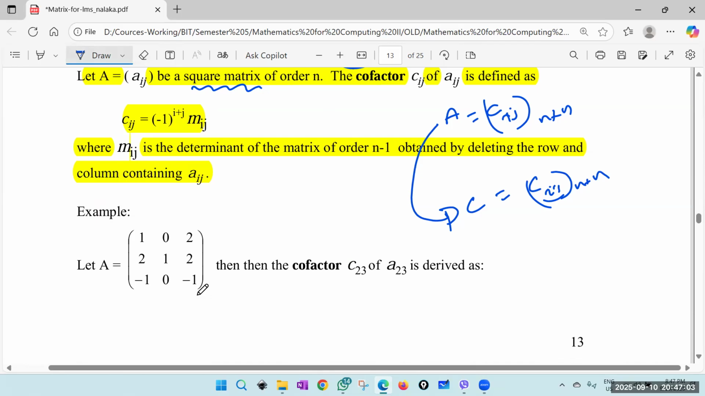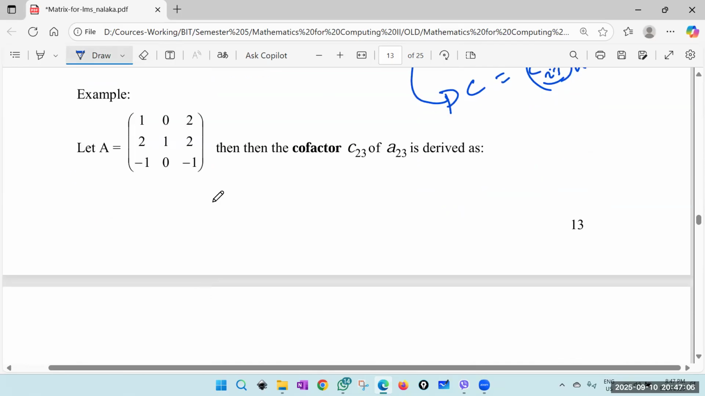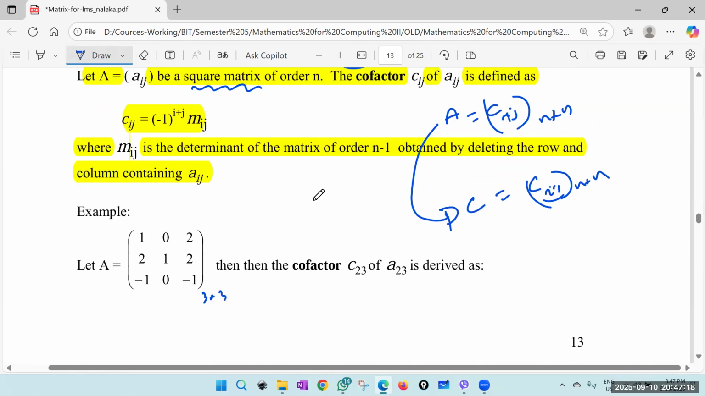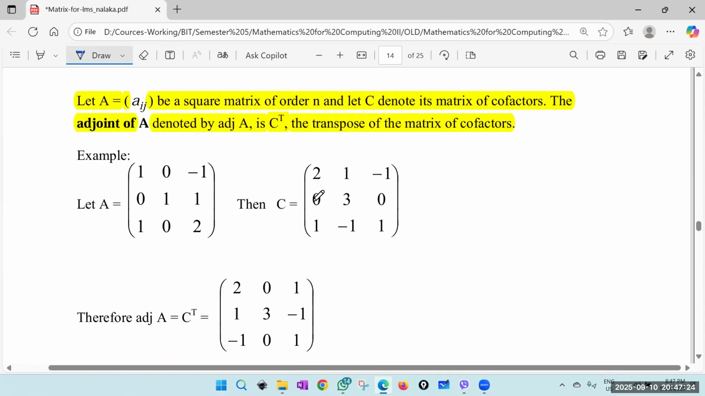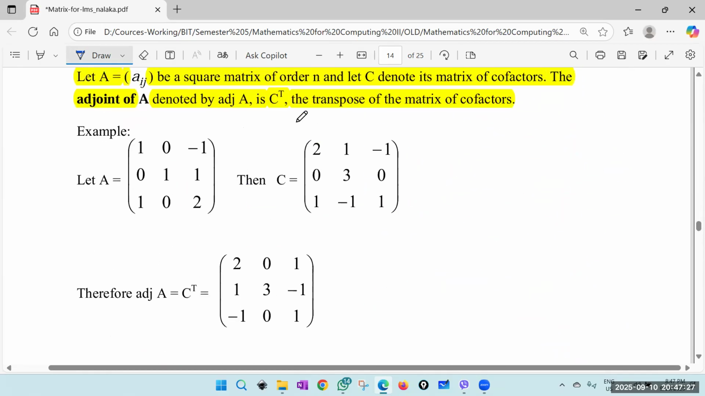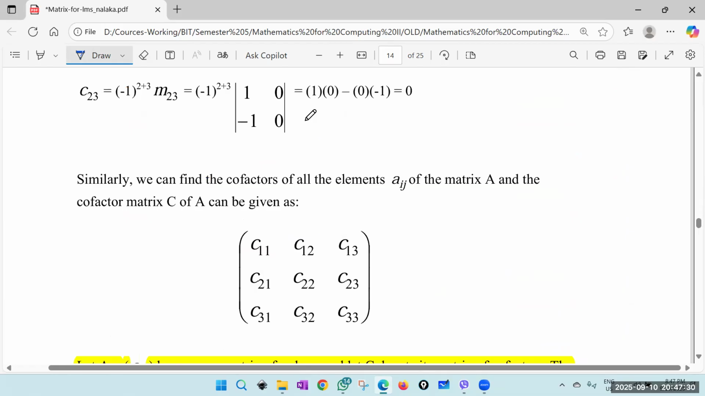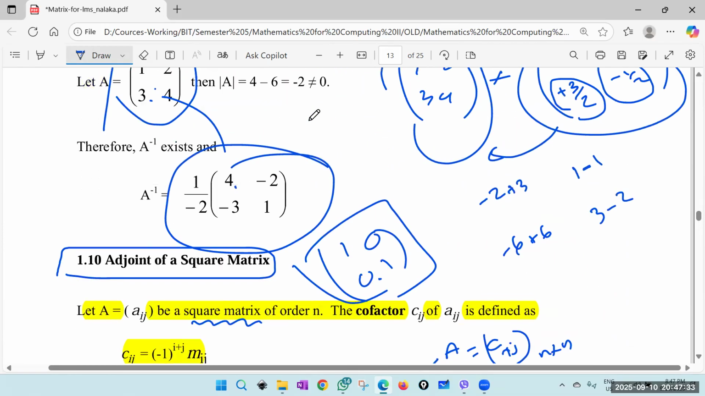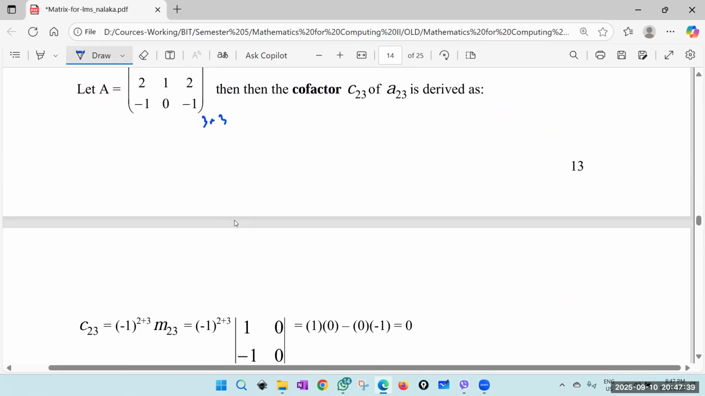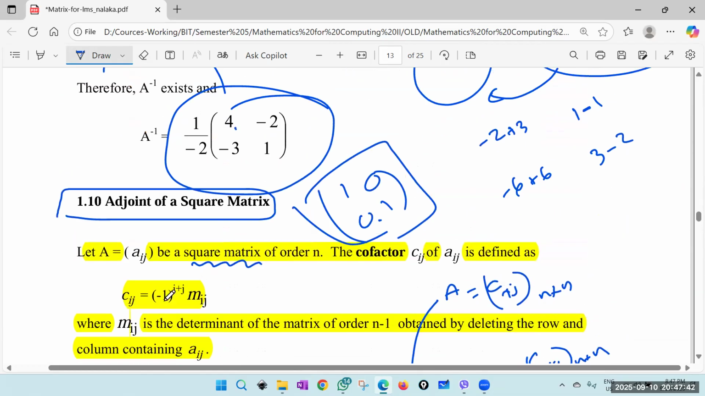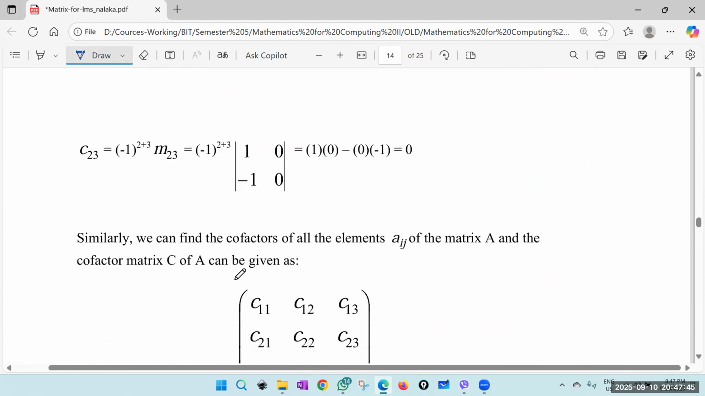So let's do an example. Let's assume this is my square matrix. It's a 3 by 3 matrix. Now I want to find the cofactor matrix, because once you find the cofactor matrix, you can find the adjoint matrix, because the adjoint matrix is the transpose of the cofactor matrix. So how do you find the cofactor matrix of a given matrix? Let's assume this is my matrix. C_ij is minus 1 to the power of this.